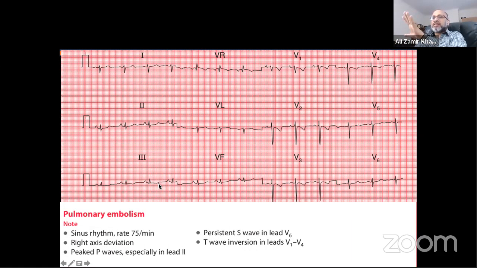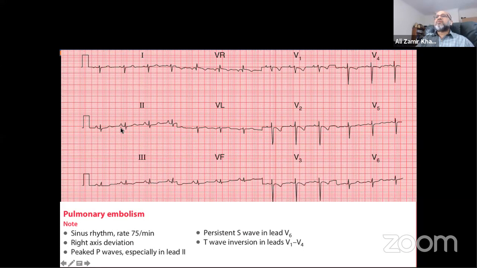So I put this slide up there for you. Go back to any internet site and look for pulmonary embolism. When you look for pulmonary embolism, you will always get right axis deviation because the right side is affected. This is right heart strain because the embolus has gone into the pulmonary artery. So the right ventricle is straining against a blood clot in the pulmonary artery. So you will get right axis deviation, a tall peaked T wave.